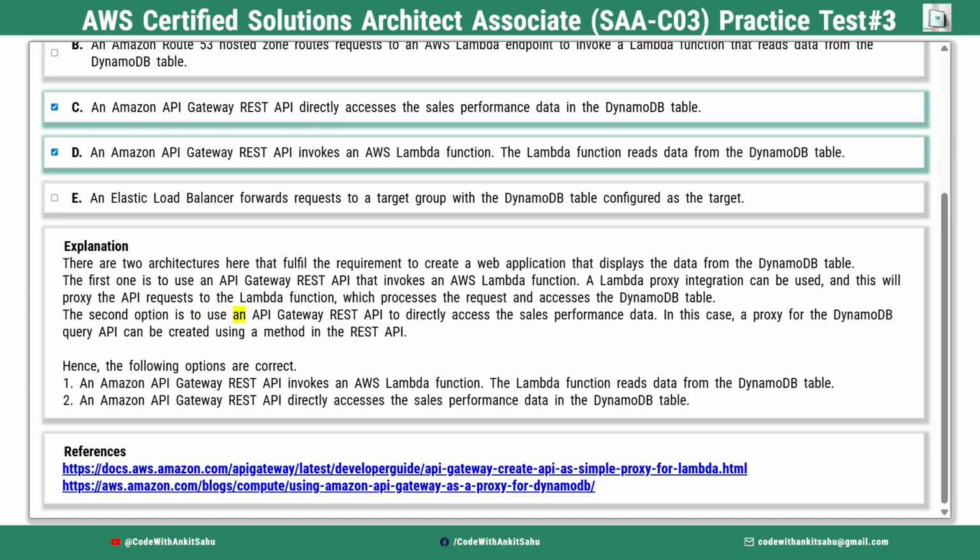The second option is to use an API Gateway REST API to directly access the sales performance data. In this case, a proxy for the DynamoDB query API can be created using a method in the REST API. Hence, the following options are correct. An Amazon API Gateway REST API invokes an AWS Lambda function. The Lambda function reads data from the DynamoDB table. An Amazon API Gateway REST API directly accesses the sales performance data in the DynamoDB table. References.